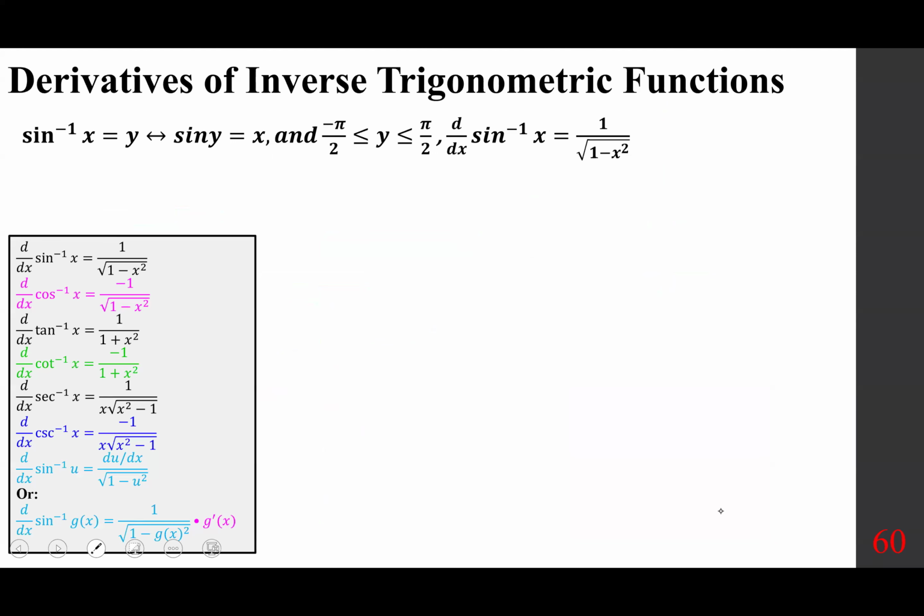All right, let's look at the following derivatives of inverse functions. We have them here. Sine inverse of x equals y. That means sine y equals x. y is between negative pi over 2 and pi over 2. The derivative of sine inverse of x is 1 over square root of 1 minus x squared. That's what we have mentioned. Let's look at the proof.